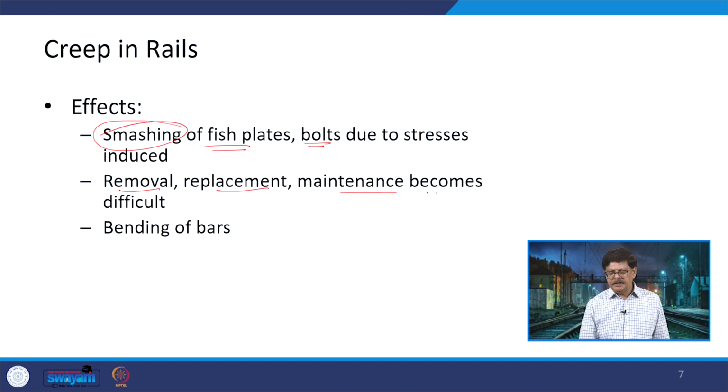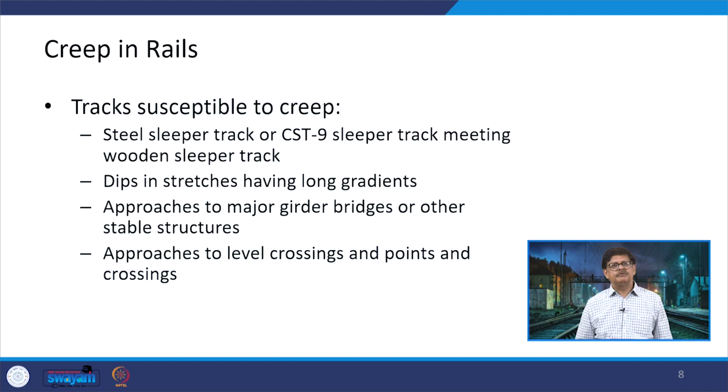Then removal, replacement and maintenance all become difficult, because if you are going for mechanized maintenance, the machines are set with respect to one alignment, one gauge, and that will not be available at a location, and that will create a problem for those maintenance activities. There is also a possibility of bending of bars which may happen because of the creep in rails. So, there are many such things which can happen, and we have to take care of them. This creep in rail should be, as far as possible, reduced or eliminated. Now, which are the tracks susceptible to creep? The steel sleeper tracks or CST9 sleeper tracks, when they meet the wooden sleeper tracks, there is a combination now.